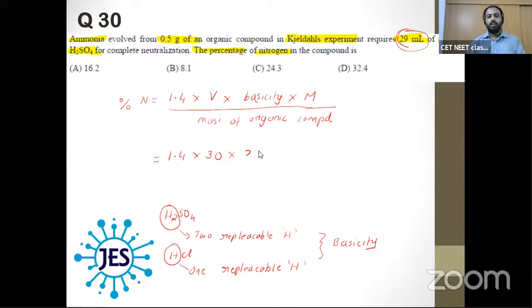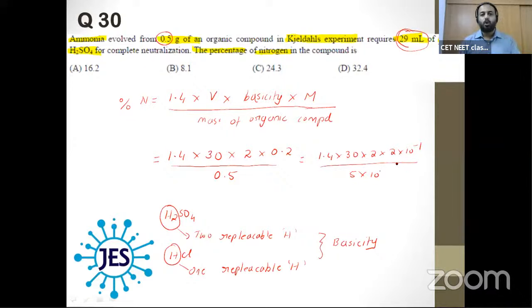Therefore, I'll take it as 2 here, into molarity 0.2, divided by mass of the substance 0.5. Okay, let's simplify. This will be equal to 1.4 into 30 into 2 into 2 into 10 power minus 1 by 5 into 10 power minus 1. 0.2 can be written as 2 into 10 power minus 1, and 0.5 as 5 into 10 power minus 1. So 10 power minus 1 and 10 power minus 1 get cancelled.